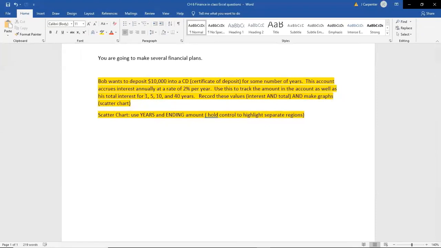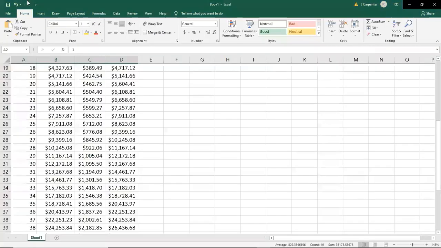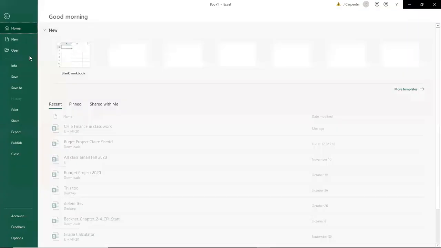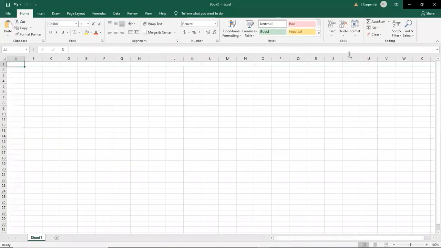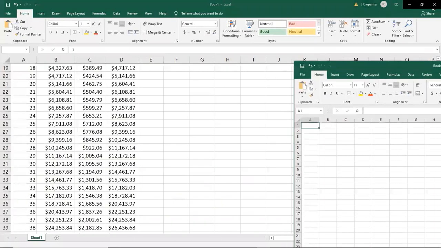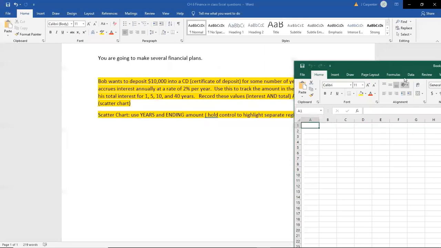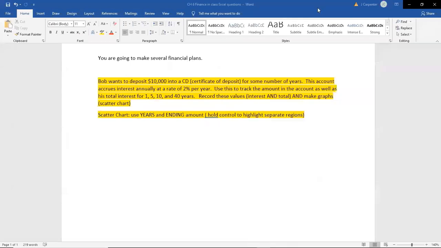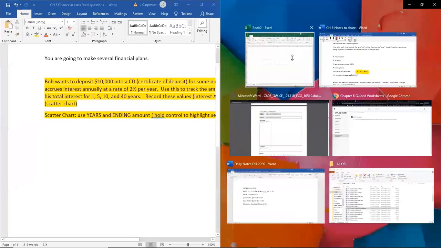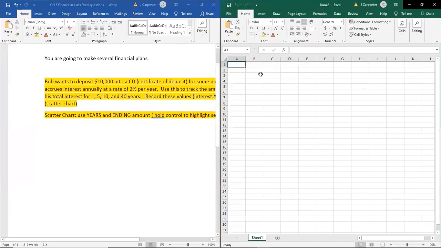All right, so Excel, do my bidding. Let's just make a new file. Let's close the old one. We don't want to save. All right, so we have the year, then the starting amount, then the interest, then the ending amount. And we're going to go all the way up to 40 years.